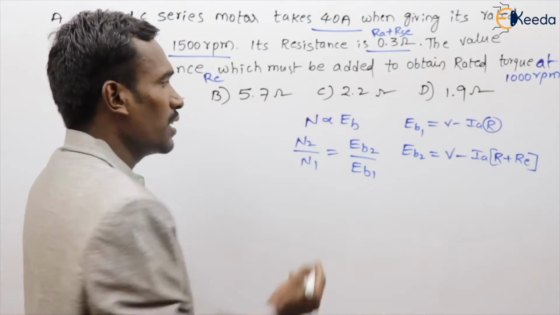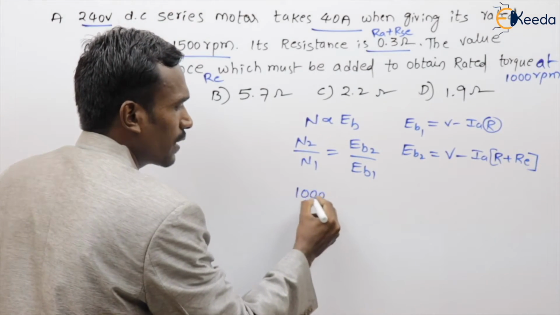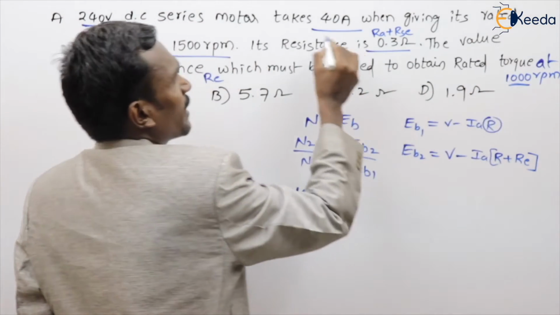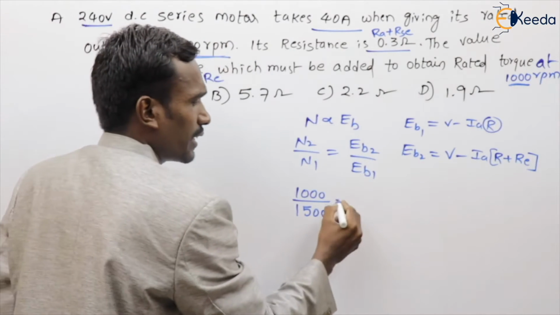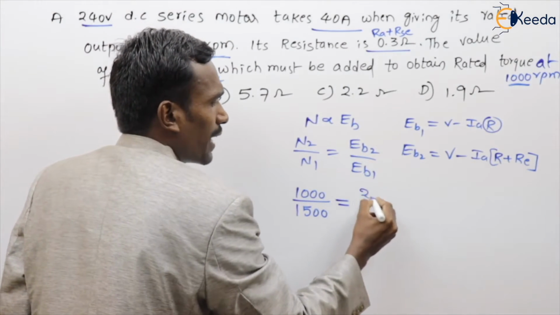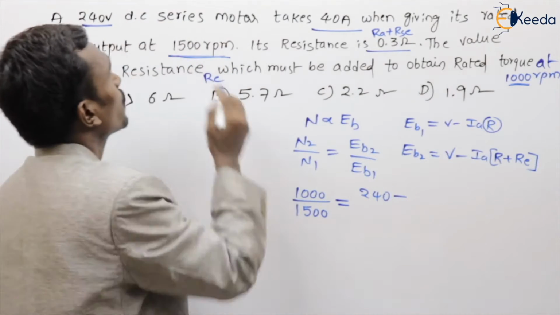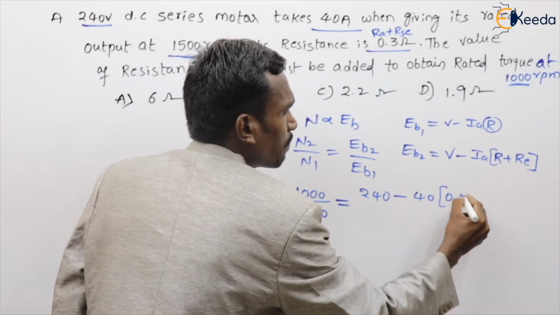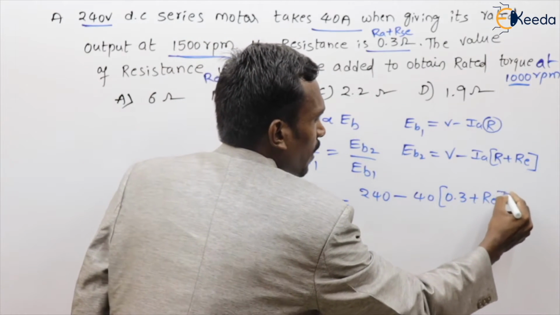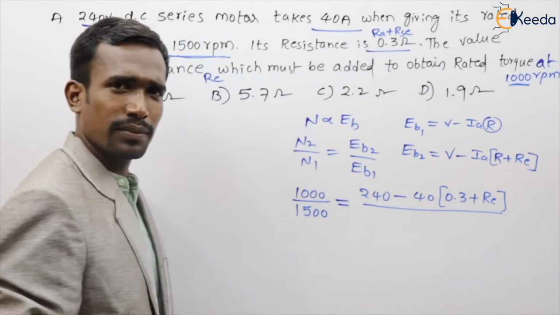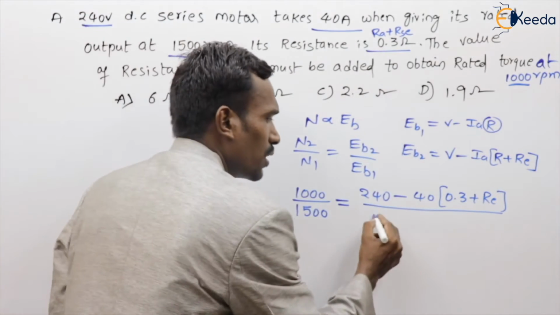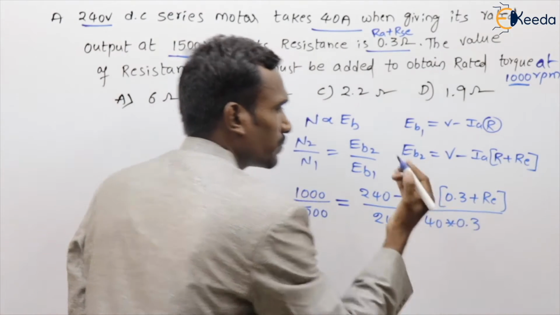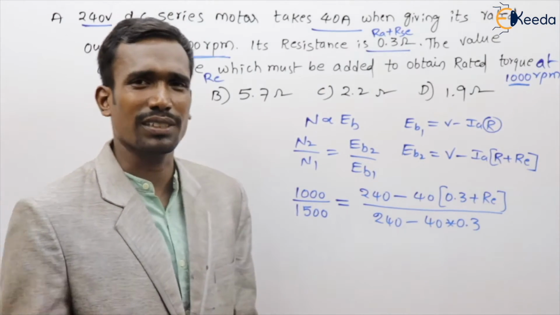Let's substitute here. N2 they have given 1000, N1 they have given 1500. N2 is 1000 and N1 is 1500, equal to EB2, which is V minus IA into (R plus RE), divided by EB1, which is 240 minus IA into R. This is the equation. That's it.